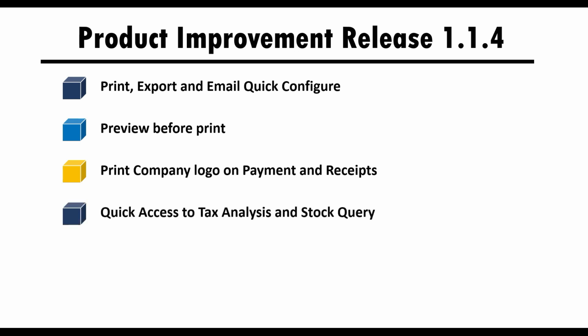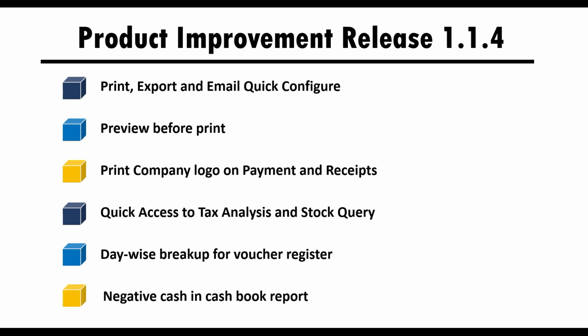Quick access to tax analysis and stock query: a separate button is given in the right hand side button bar in the name of related reports. Day-wise breakup is given for voucher register. Now we can filter negative cash in cash book report. These are the major product improvements in this release.